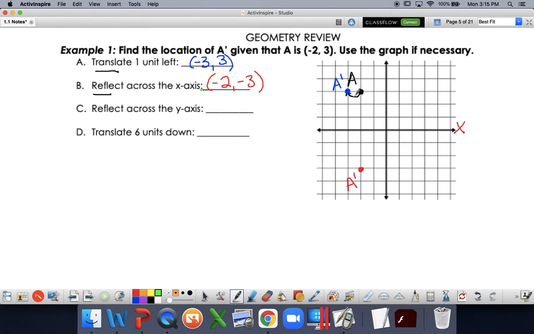Let's go back to our A value, and now we're going to reflect it over the y-axis. Here's my y-axis. So if I reflect this across the y-axis, I get (2, 3). And then last but not least, if I come up here, and I'm going to translate 6 units down. 1, 2, 3, 4, 5, 6. Oh, same exact location. I wind up with (-2, -3). So translate really just means to move, whereas reflect, you're mirroring over a particular line.